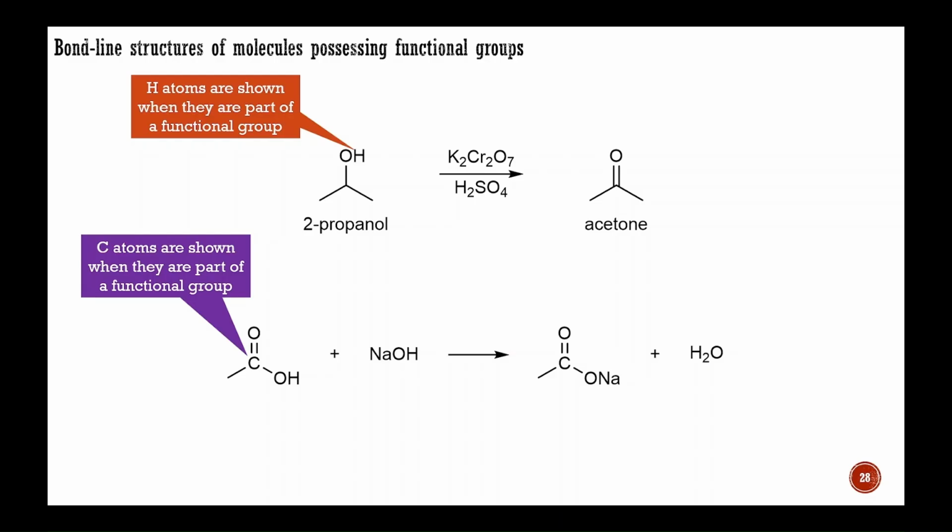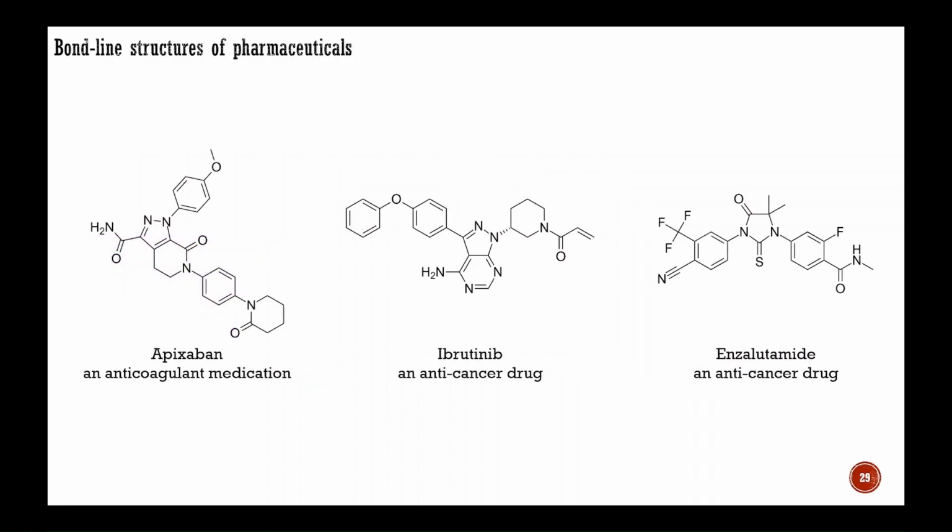The power of bond-line structures lies in their ability to emphasize functional groups while allowing the hydrocarbon skeleton to fade into the background. As I have already mentioned, this is particularly useful for complex structures, such as natural products or pharmaceuticals, where the function and chemical properties are predominantly dictated by functional groups. In contrast, the hydrocarbon skeleton, being largely inert, primarily serves to support and position these functional groups within the molecule.